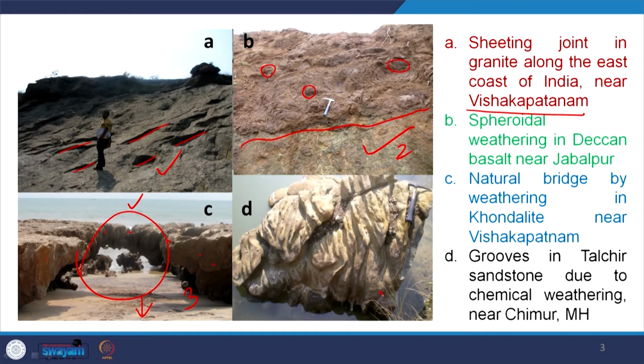And the fourth photograph is of Talcher sandstone from Gondwana, from Maharashtra also. Now, you see there are grooves and ridges. These grooves and ridges may be due to weathering in a glacial environment, but this is due to chemical weathering of a calcareous sandstone. So, now I want to say there are 4 photographs of different parts of the Indian subcontinent, showing different types of weathering of different types of rocks.